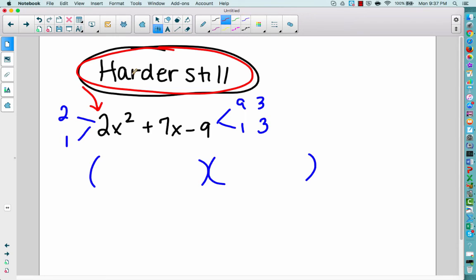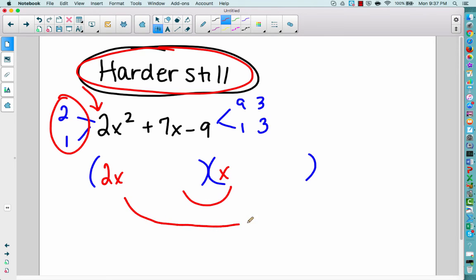We always are going to start with the first ones first. So we get 2x and x. Then I jump to putting my smiley face in to help me connect the numbers. All right, so I start with the most common ones first.